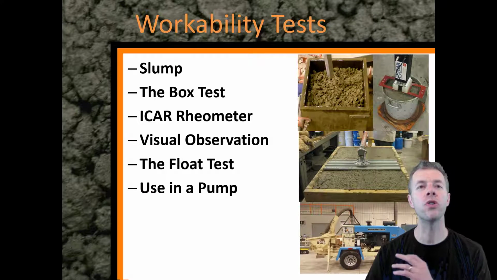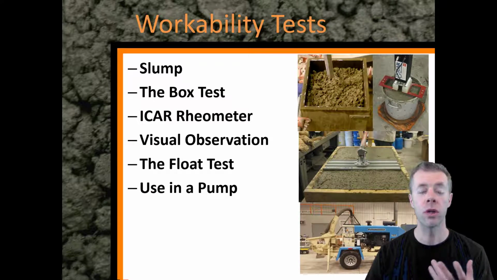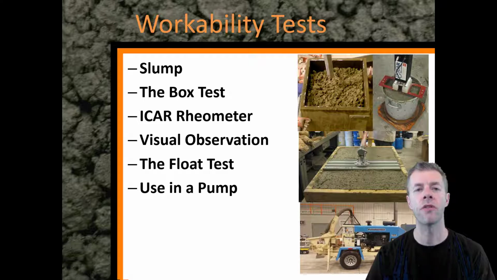To do this, we're going to use a whole suite of tests. We're going to use the slump. We're going to use something called the box test, the ICAR Rheometer, some visual observations, something called the float test. That's useful for actual finishing. And then we're going to pump the concrete, see how it performs as well. Not all concretes are investigated in all tests, but things like flowable concrete are investigated in some tests, and some things like low slump pavement concrete are investigated in others.